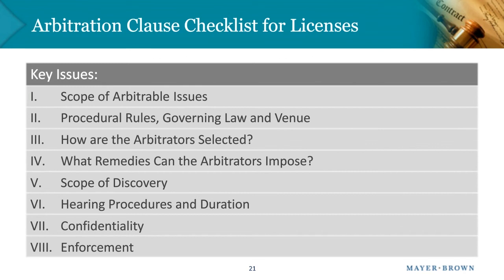So what we have here on this slide is a really good checklist of topics for you to go through when you're drafting an arbitration clause in a license agreement. And we are going to discuss each of these in turn. But for a high-level idea, it's good to look at the scope of the issues. What is it that you actually want the panel to have the power to address? You need to understand what procedural rules and governing law and venue you're going to have, all of which can affect the proceedings. How the arbitrators are selected.